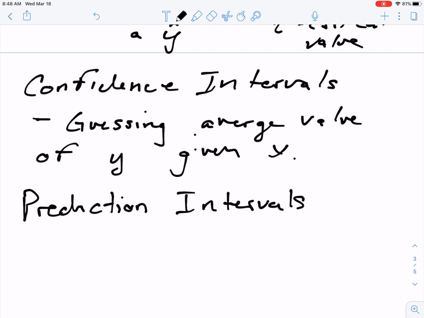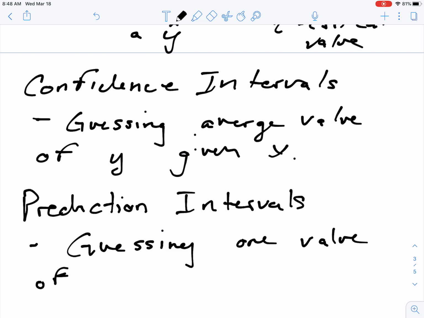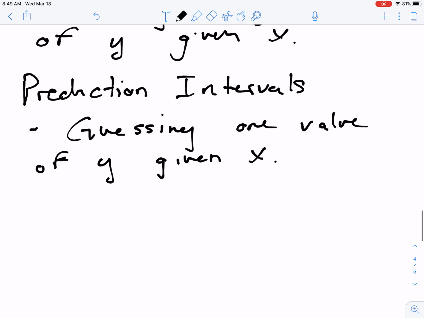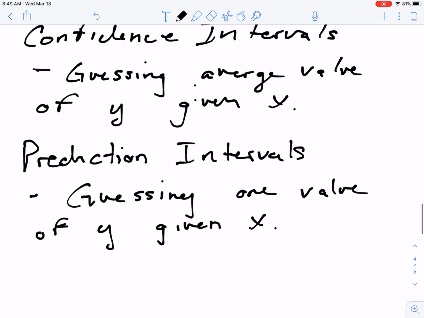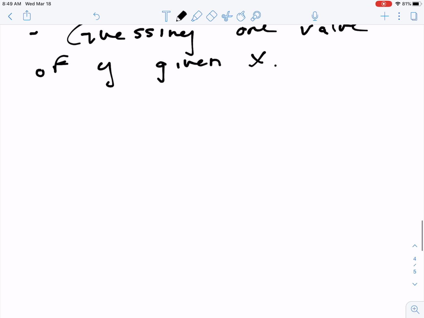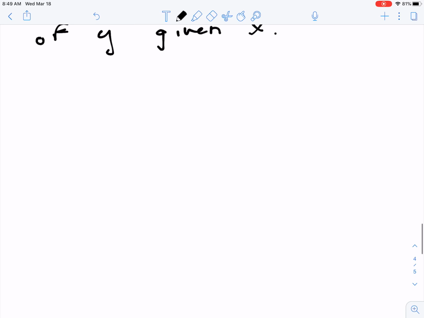So the main difference between confidence and prediction: if I'm looking at a big group guessing the average, I'm going to use confidence. If I'm looking at one individual value, I'm going to use prediction intervals. So guessing one value of y given x. The book has a good example of this too. I encourage you to look through the same information in the book, compare it to what I'm providing, and that should give you a strong understanding of the difference between these two. They use a company that's building pizza shops in their example.